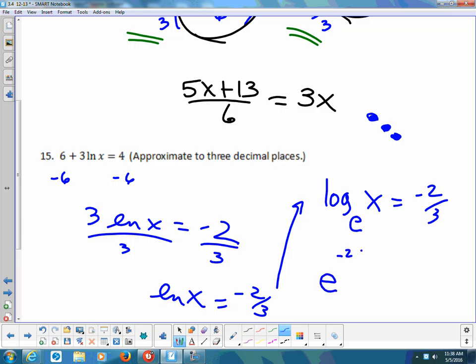That would be e raised to the negative 2/3 is equal to x. That's my exact answer, but again, you're asked to use a decimal approximation. So I'll let you finish that one up.